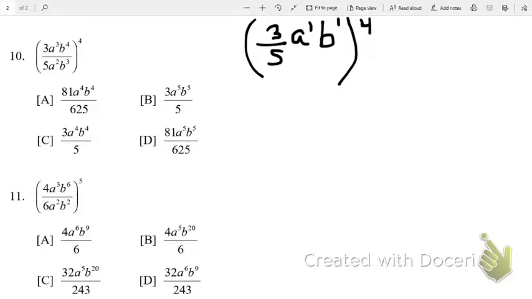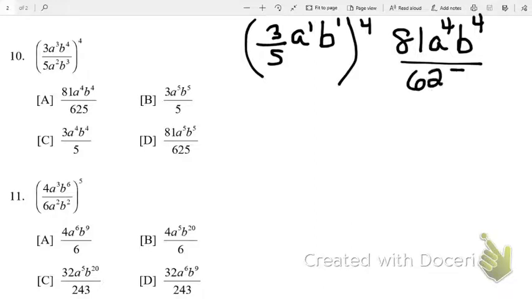So 3 to the power of 4 is 81 for the top. a to the 1 power to the power of 4, multiply those powers. And the b, same thing, multiply those powers. And the bottom is 5 to the power of 4. Okay. It looks like that's going to connect with letter A. Letter A.